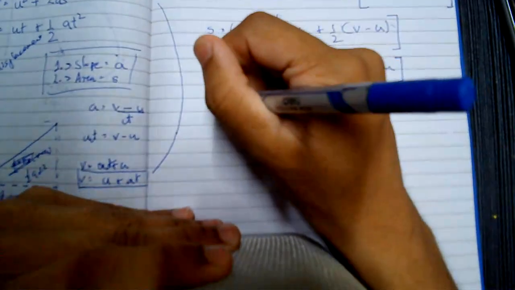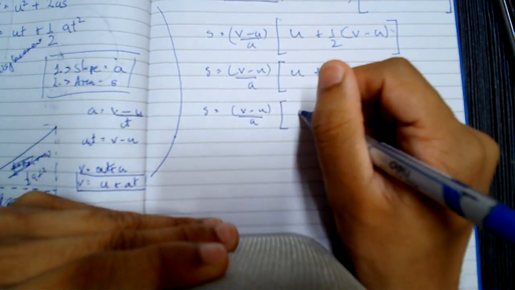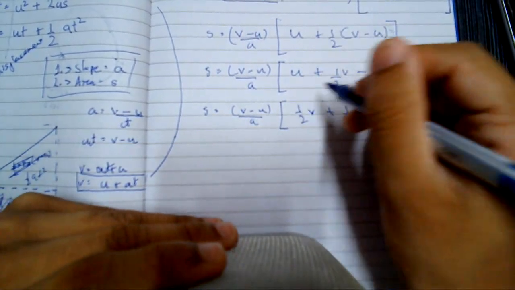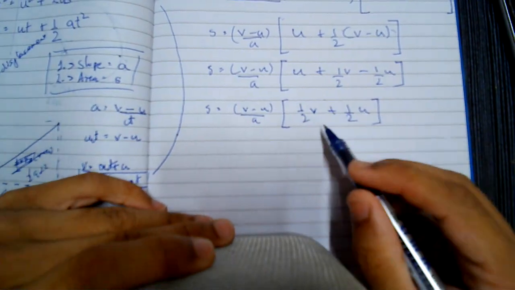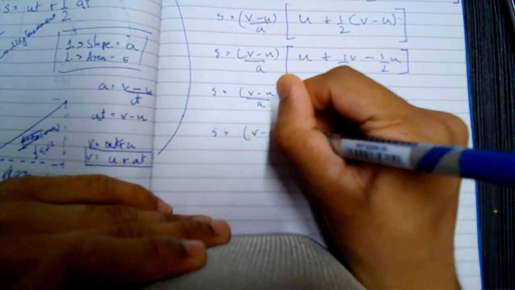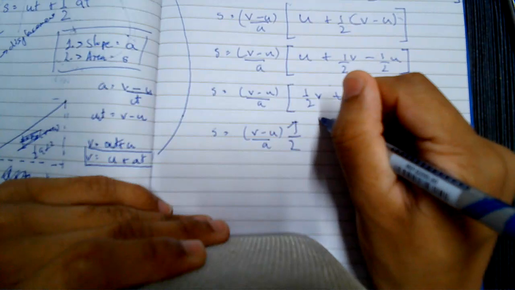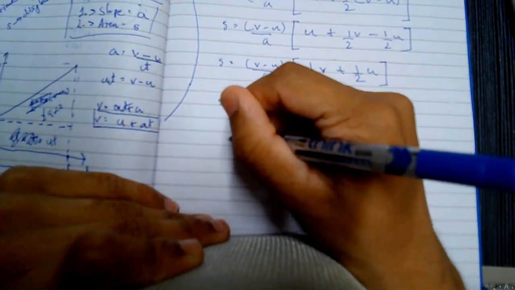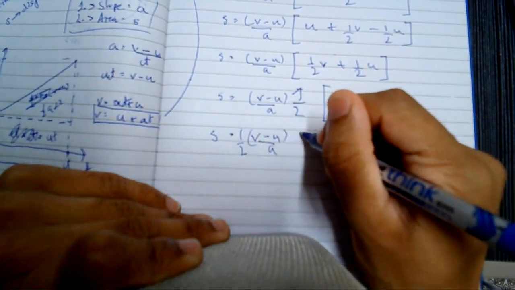Another half remains, right? So it's going to be s is equal to v minus u over a into half v plus half u. Okay, u minus half u is just half u. I wrote it like that. All right, cool. Now you see that half is common in these two terms. I'm going to take that outside as well. So s is equal to v minus u over a. Half I took outside, and in the bracket remains only v plus u. I can rearrange these terms. s is equal to half into v minus u over a into v plus u.